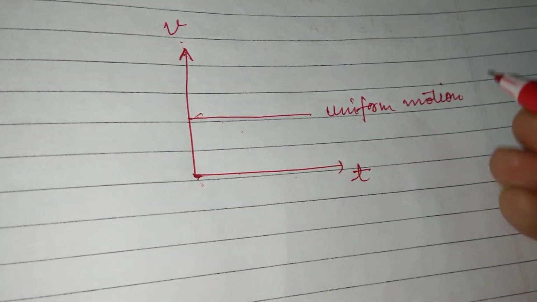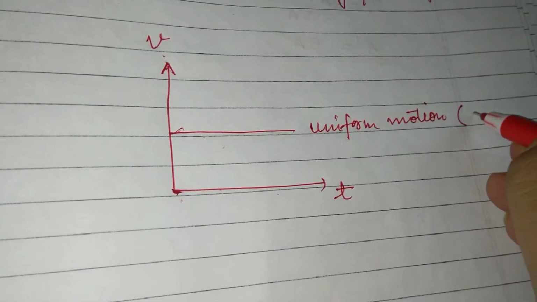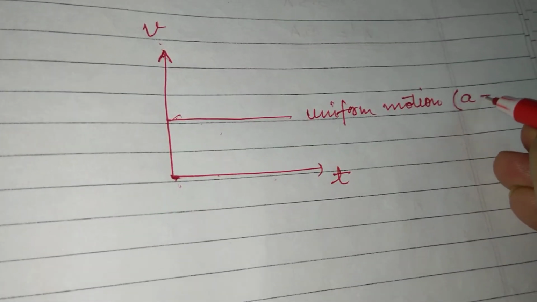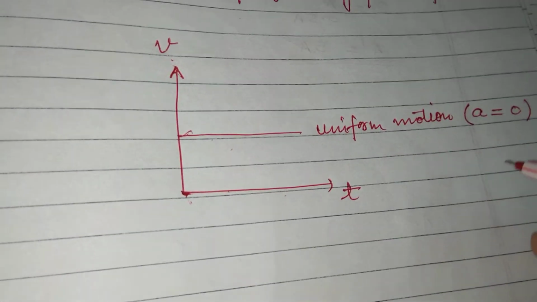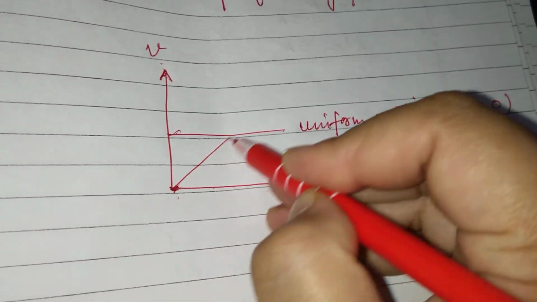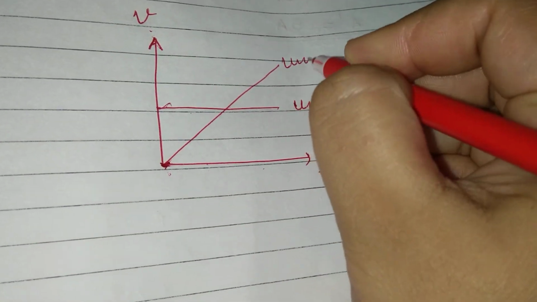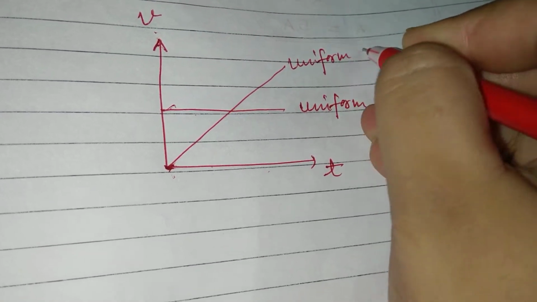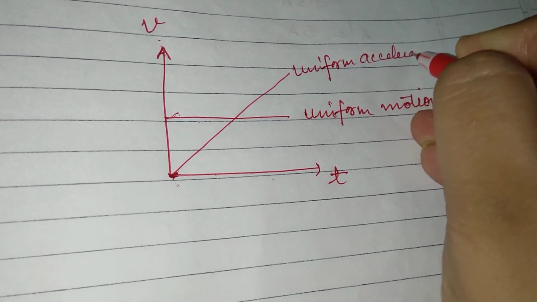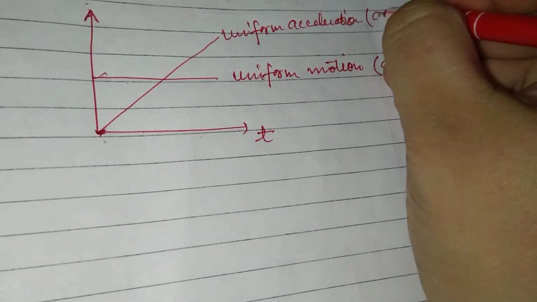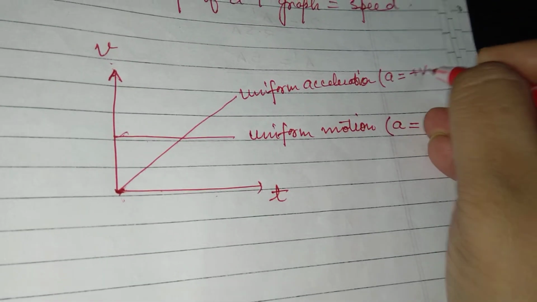Or you can say constant velocity, and since it is a constant velocity, the value of acceleration is 0. Now if it is a straight line having constant slope, what does it represent? It represents uniform acceleration, and here the velocity increases with time, so the value of acceleration is positive here.